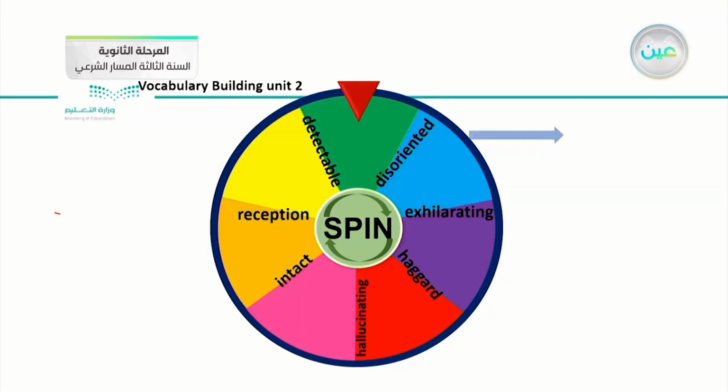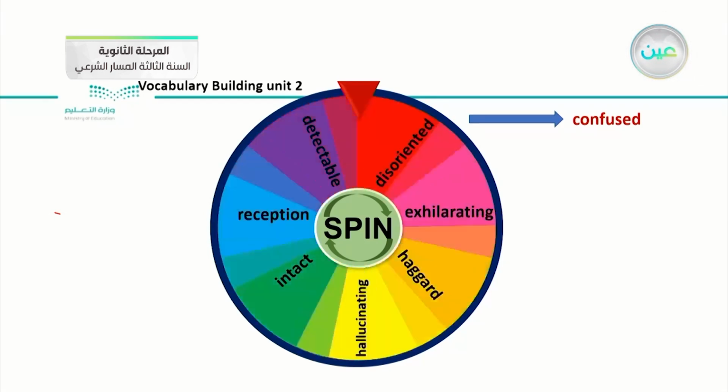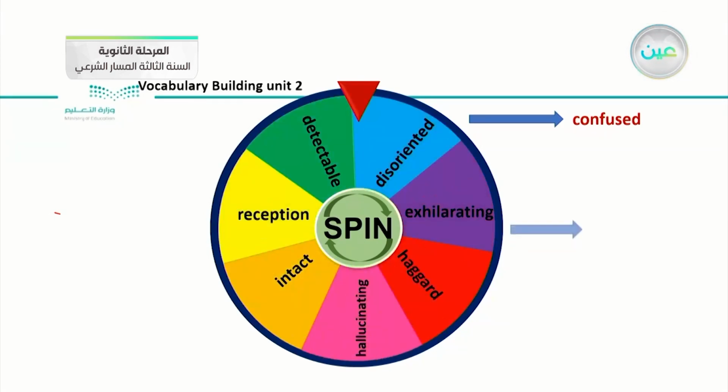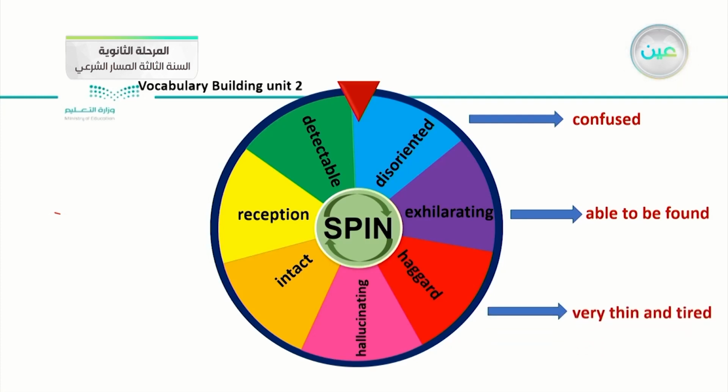disoriented is? Which means confused, makes your mind confused. Number 2, exhilarating. What do you think exhilarating is? We can say it is able to be found. Something able to be found. Haggard. What do you think haggard is? We can say it is very thin and tired.